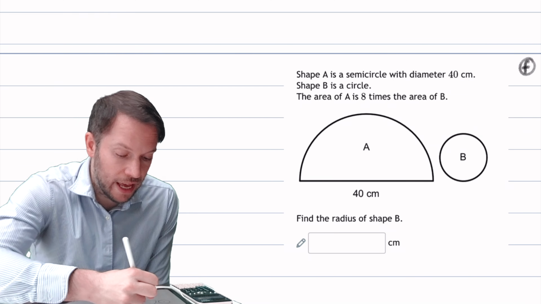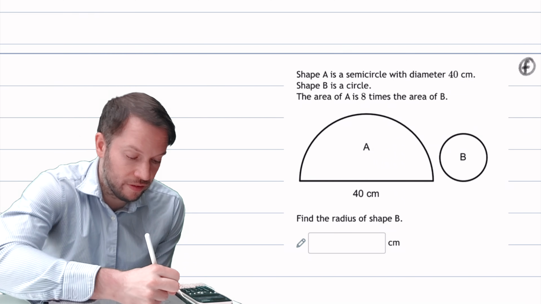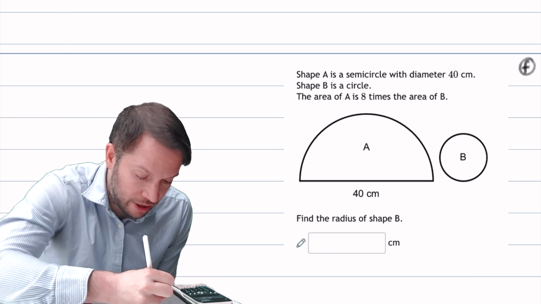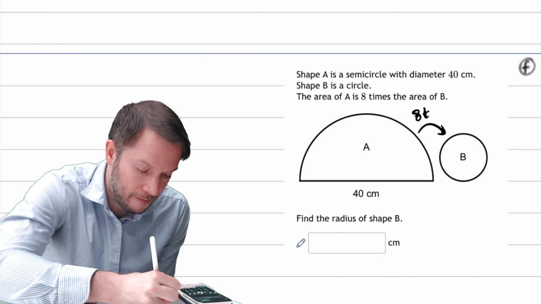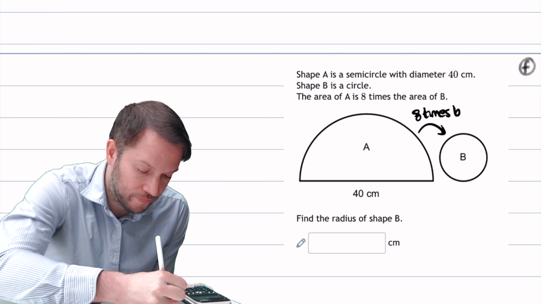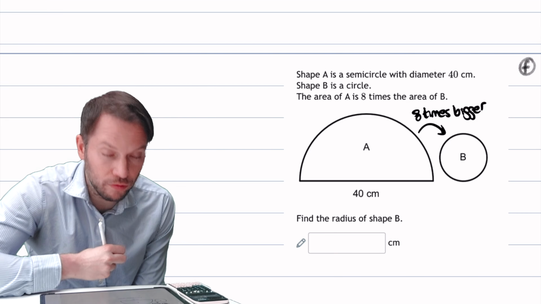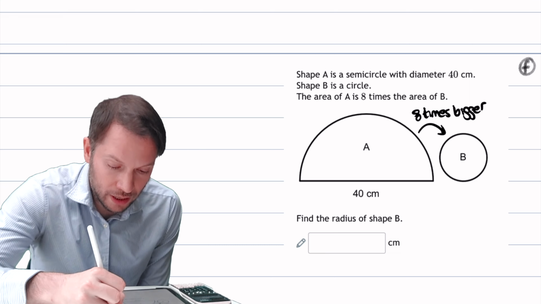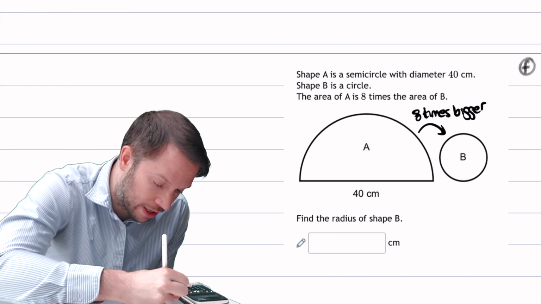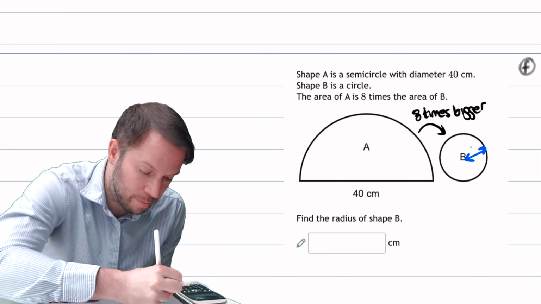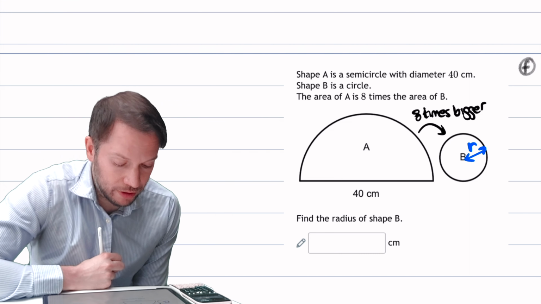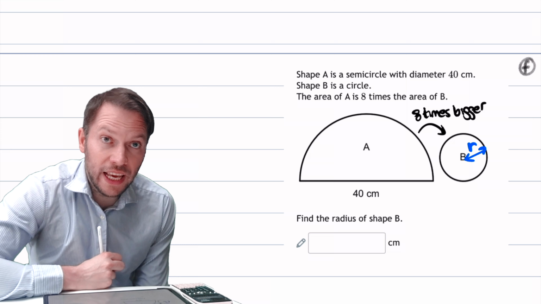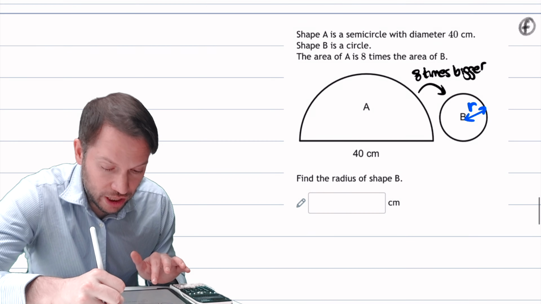The area of A is 8 times the area of B. So this area is 8 times that. Now we need to find the radius of shape B. Now let's call this radius just R, because we don't know what it is. So we want to find that radius R, and that's going to be the answer, right? Now let's find the area of each of these shapes.